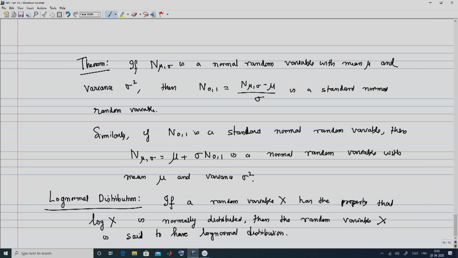So, this means that if you have a random variable x and you take the log of the random variable and those values are distributed normally, then the original random variable before you took the log is said to have what is known as a log normal distribution.